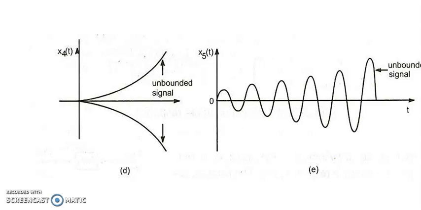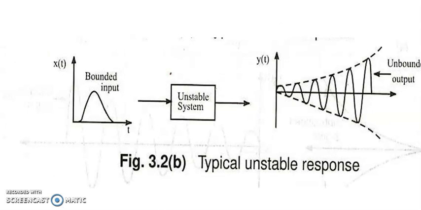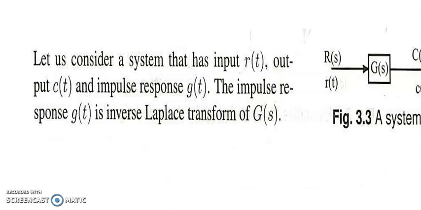Likewise, supposing I have a signal x5(t), then this is continuously increasing. So this is an unbounded signal. So we have a concept called bounded input, bounded output stability. In this, supposing there is a stable system and I give it a bounded input, I will get a bounded output. Supposing there is an unstable system, and I give it a bounded input, I will get an unbounded output.